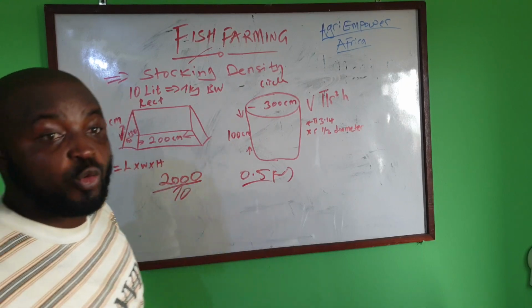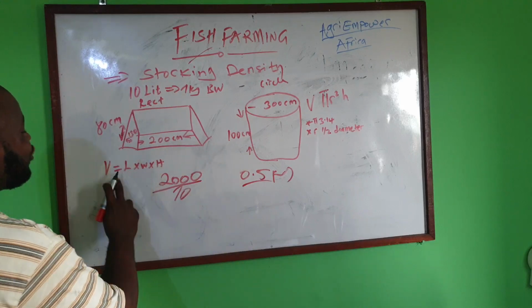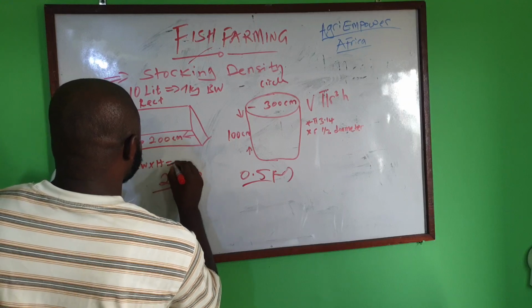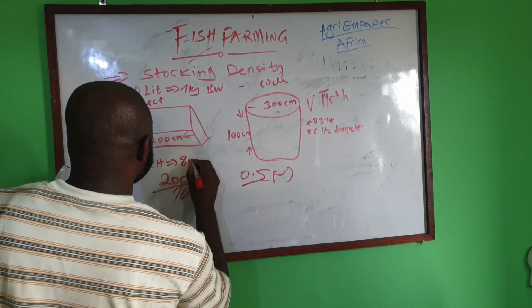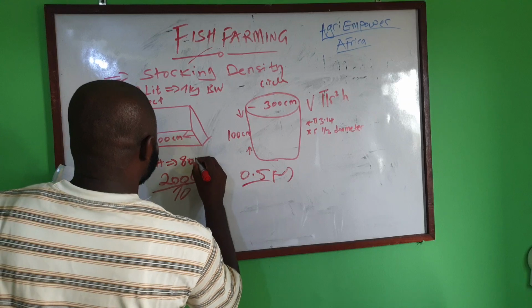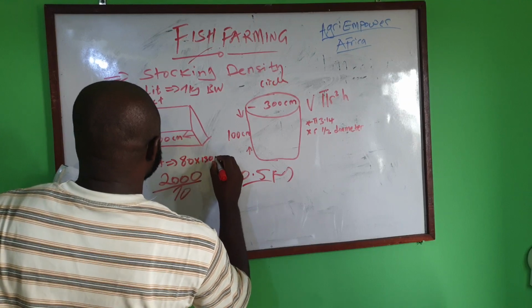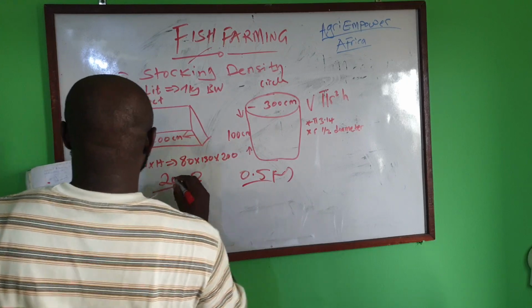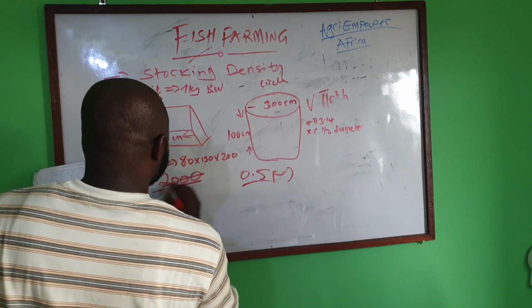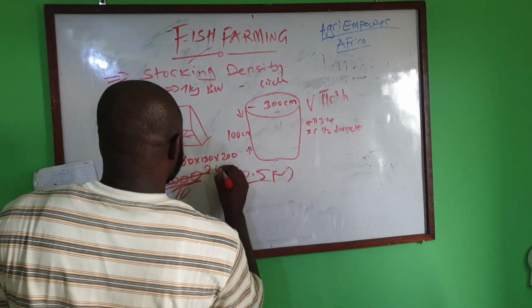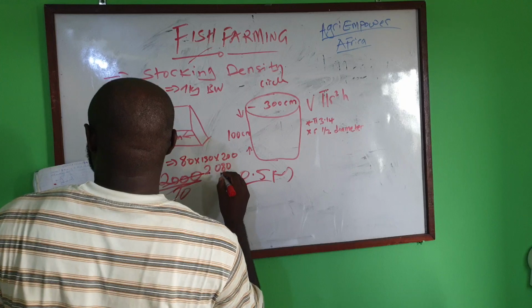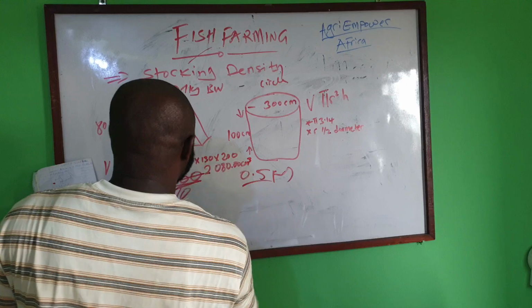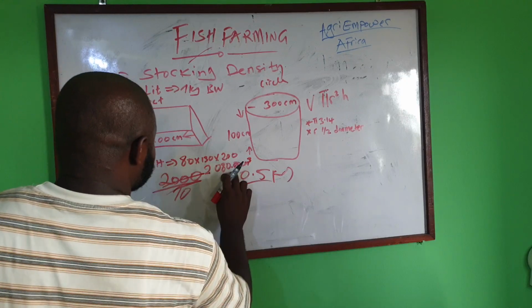if you have to look for the volume, the standard way of looking for the volume of a rectangle is length times width times height. So you say 80 times 130 times 200. It gives you 2,080,000 centimeter cube. Okay, now this is in centimeter cube.